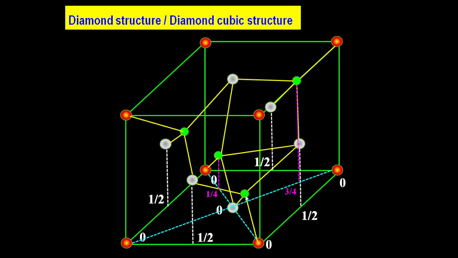Similarly, if I draw a perpendicular from this atom, it will intersect exactly at 1/4 distance, because this diagonal atom is present at the 1/4 distance. I have shown this in the previous slide. Similarly, if I draw a perpendicular from this atom, it will intersect at 3/4 distance, because this atom is present at 3/4 distance along the diagonal. So all the atoms of this bottom layer I can show two dimensionally.